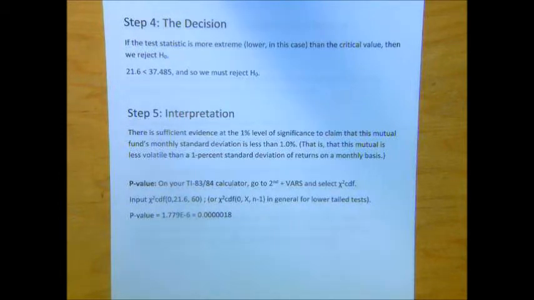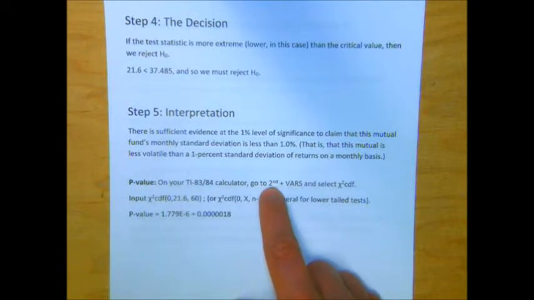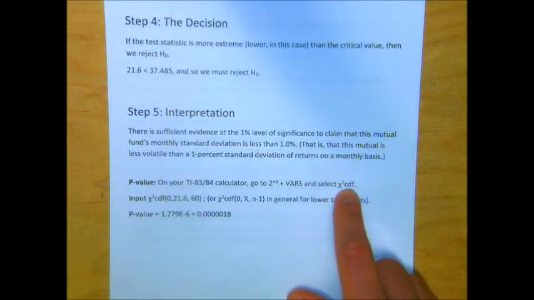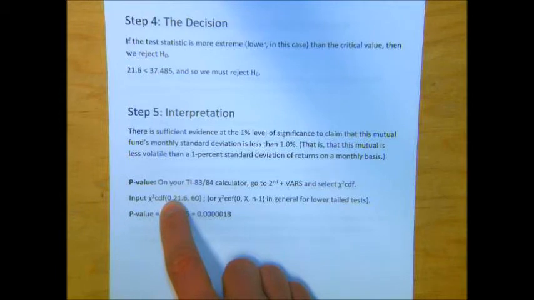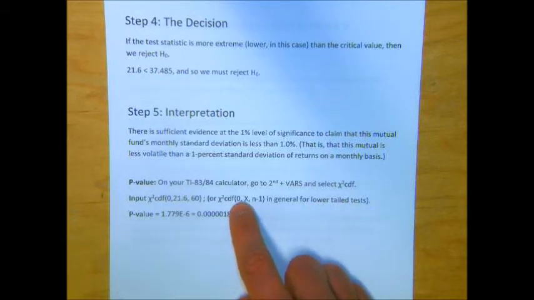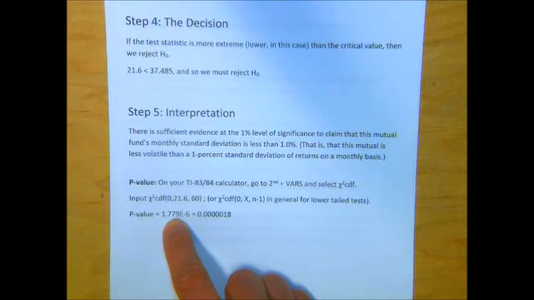On your TI-83/84 calculator, if you'd like to calculate a p-value for this test, go to the same place we did before. Second button in VARS will get you to your distributions. Select the chi-squared CDF option. Enter 0 as your lower value, 21.6 as your test statistic, because that will find the probability of being lower than 21.6 all the way down to 0. And in your third input, enter your degrees of freedom. So again, in general, for a lower-tailed test, they'll go from 0, comma, test statistic, comma, degrees of freedom. Here the p-value on the calculator comes out to be about 1.779 e negative 6.